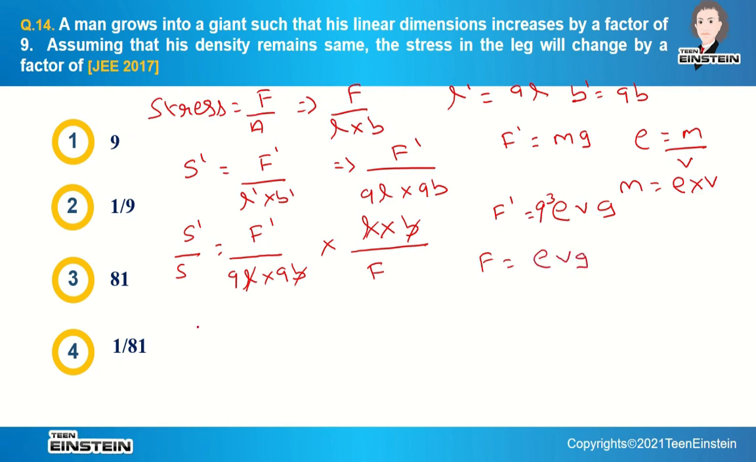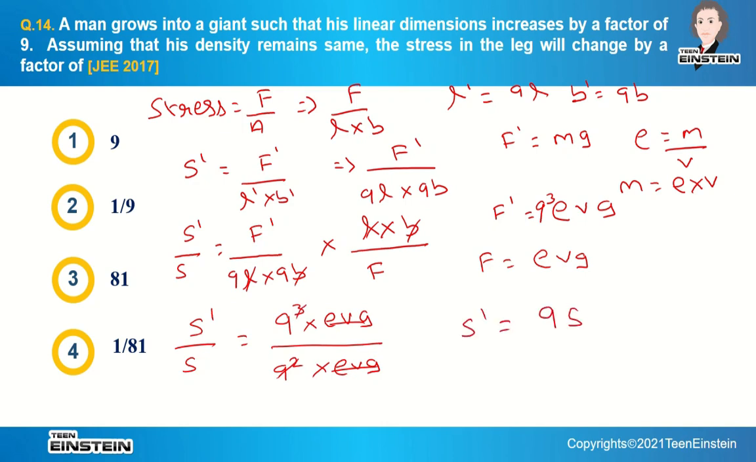So you are going to substitute it here. S dash by S is equal to 9 cube into rho V g divided by 9 square rho V g. These two will get cancelled, so S dash will become 9S. So the stress in the leg will change by a factor of 9. So the correct answer is option 1.